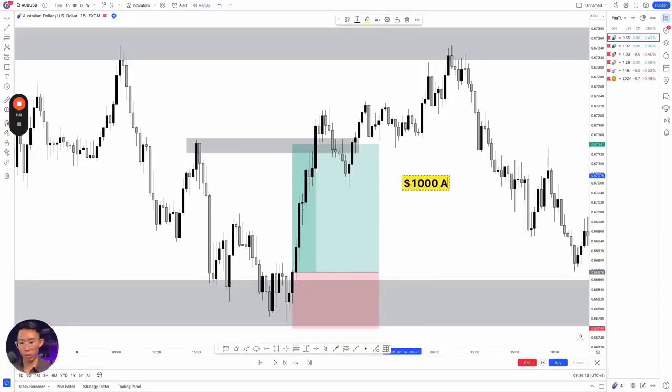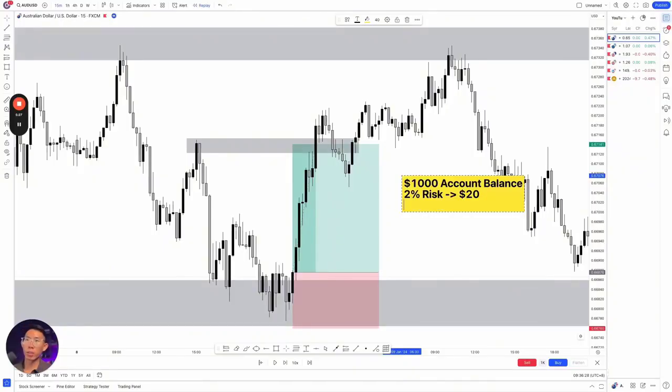$1,000 in our account, right? $1,000 in our account. And then we are risking 2%, right? 2% risk, and that gives us $20. That means we are risking $20 on each trade, the 2% risk per trade.